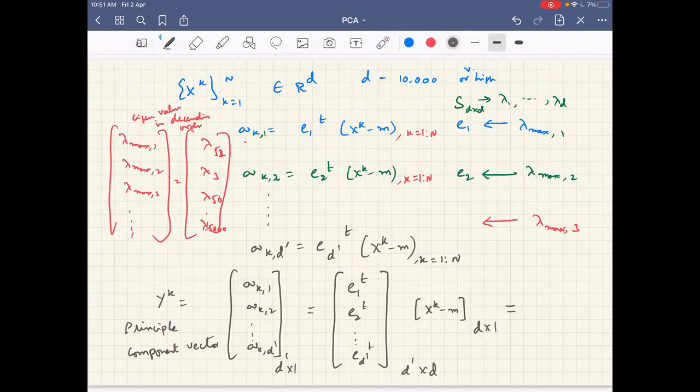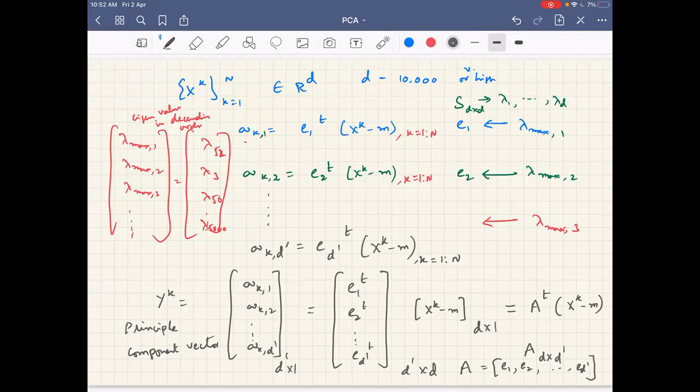Let us see this from this expression. As we discussed, this is a D dash cross D matrix, and this may be represented as A transpose, where A is a D cross D dash matrix, considering the eigenvectors E1 as the first column, E2 as the second column, and so on, up to E D dash as the last column of the matrix. So A transpose (x_k minus m) is a compact representation for obtaining the principal components from the eigenvectors of the scatter matrix and the sample.